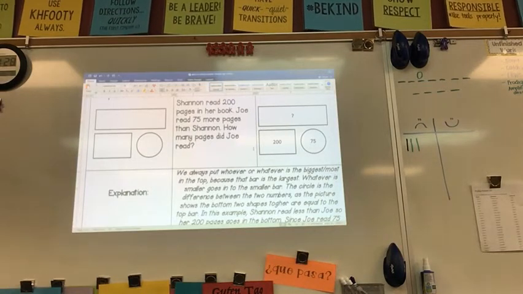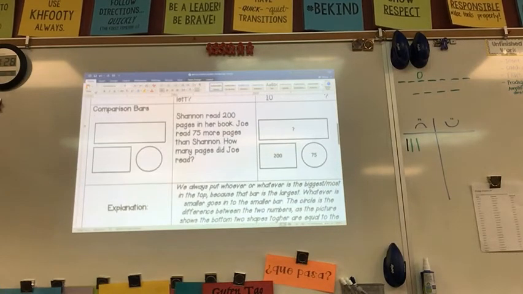I plugged in, Shannon read 200 pages, so we put it right here. Joe read 75 more. This more than, less than, or the difference goes in here. What would I do with these two numbers to find how many Joe read? Hendricks? We would add them up. In fact, you can picture an invisible math mountain in here. Those bottom two are always going to smash together to equal the amount on top.